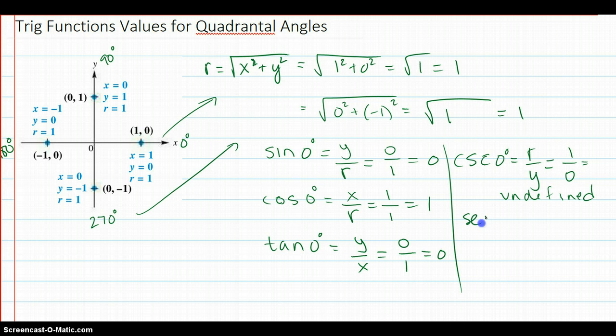Secant is okay because that is just r over x. We flip this one, you still get 1. 1 over 1 is 1. And the cotangent of theta, again, that one's not okay because that's x over y, and that would be 1 over 0, which is again undefined.